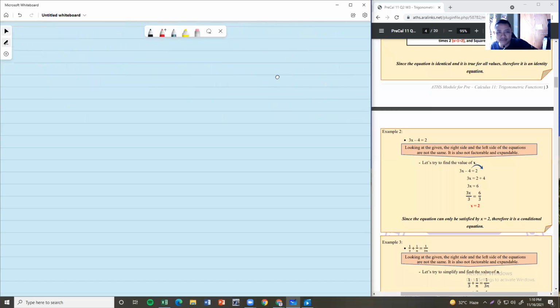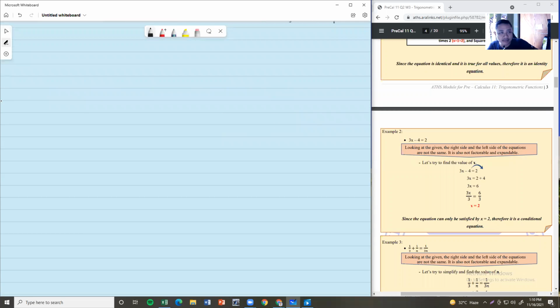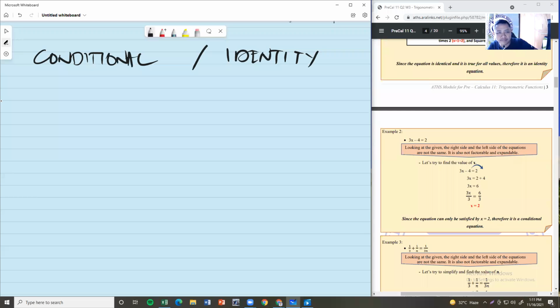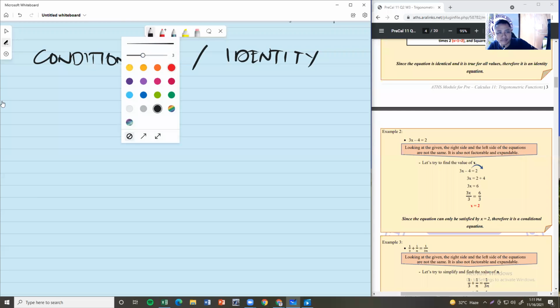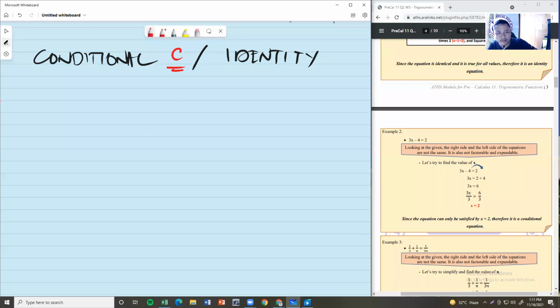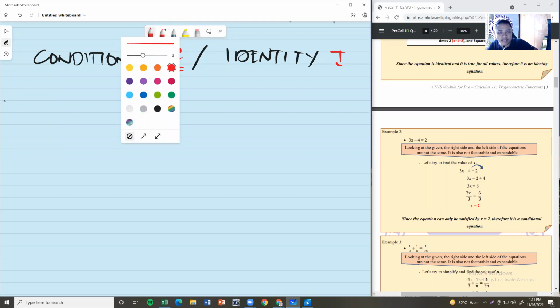Okay, now let's move on. Just tell me if it is conditional or identity. Ready? Just type C or I for these numbers. Let's have this. Number 1.